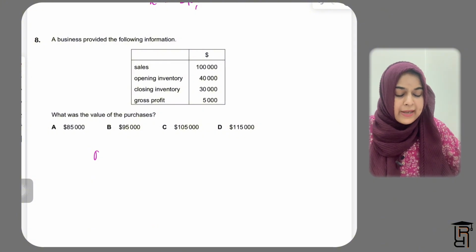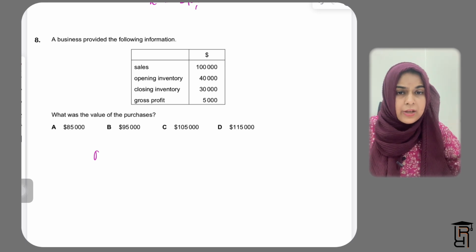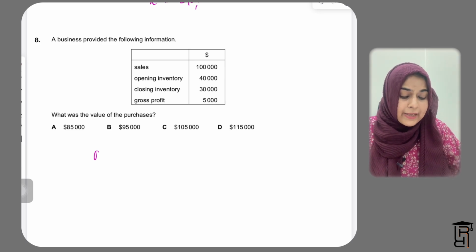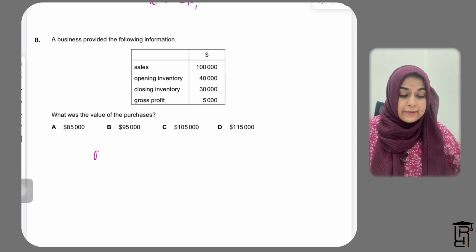Cost of sales will be X. I don't have the information for cost of sales, but I need to find out purchases, so I need to find out cost of sales first. Revenue here is 100,000. So when I find out cost of sales, X is equal to 95,000. The cost of sales in this case is 95,000.